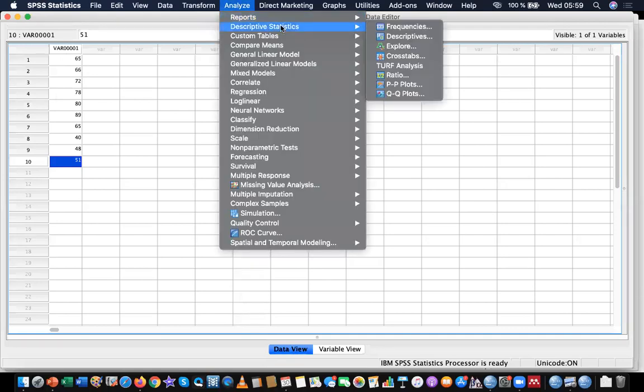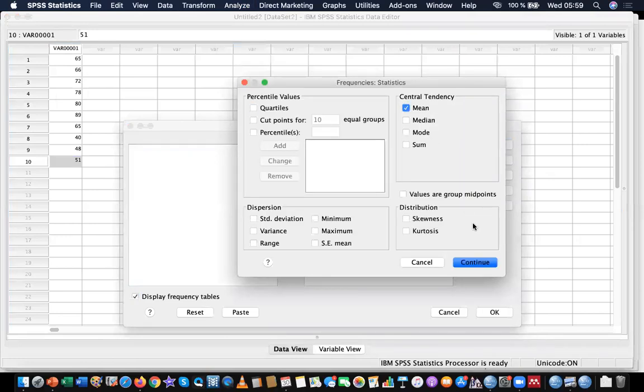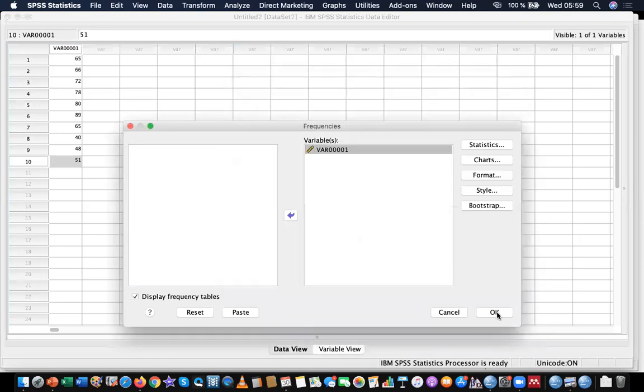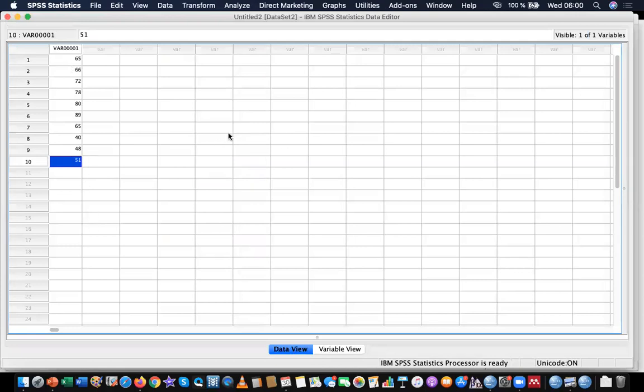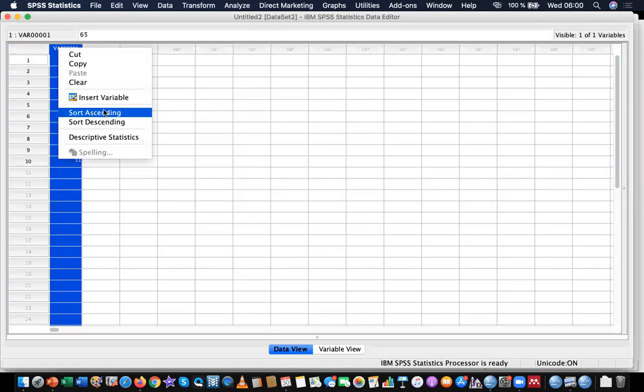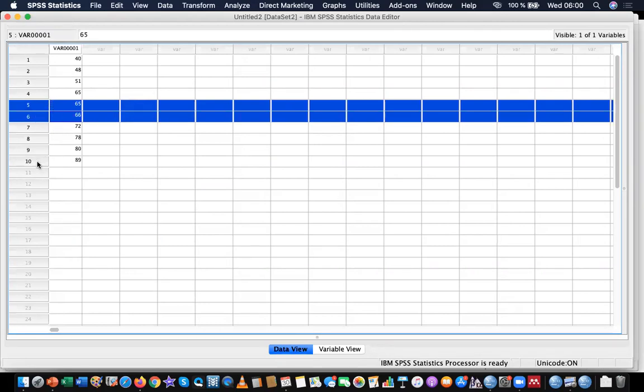Let me analyze it. Analyze, descriptive statistics, frequencies of this variable, and mean and median. You see the mean and median are very similar, 65.4 and 65.5. Now if I sort this ascending, in the middle, the midline of 10 is between 5 and 6, where we have 65.5. This is the median.